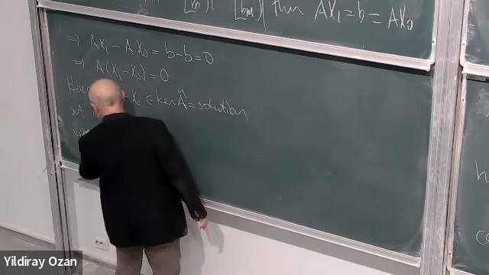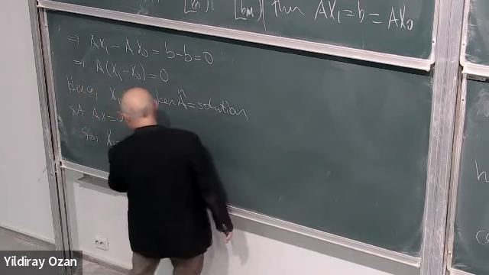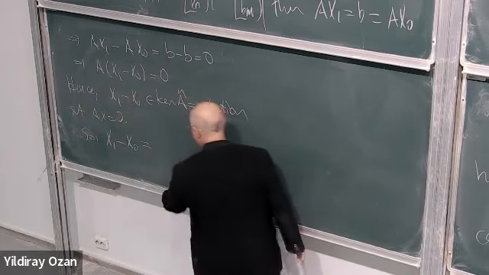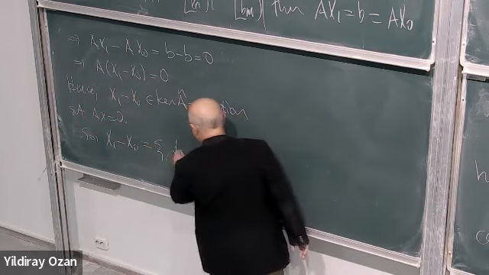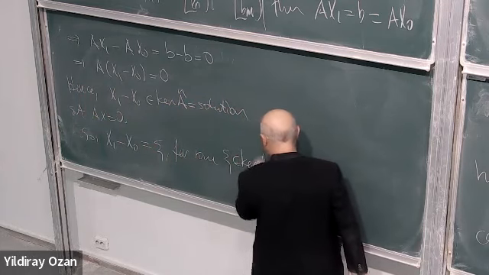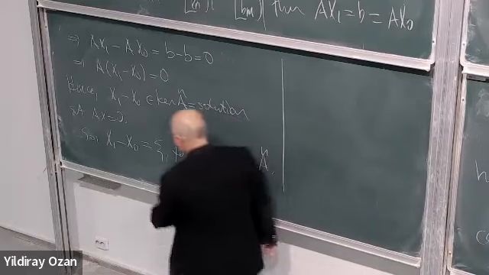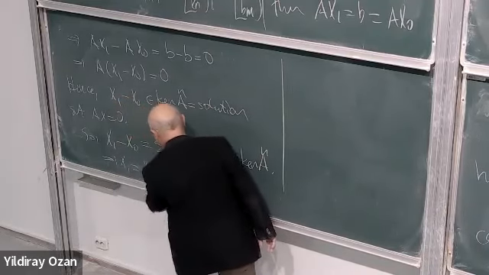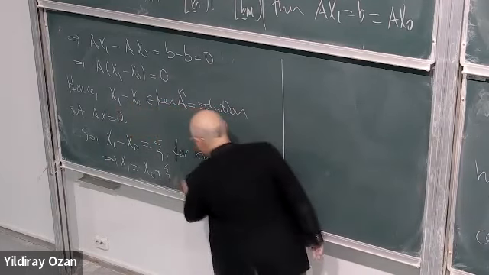Conversely, we know that x1 minus x0 is in the kernel. Let's say x1 minus x0 equals some c in the kernel of A. From this, we of course see the following: x1 is just this fixed solution plus c.